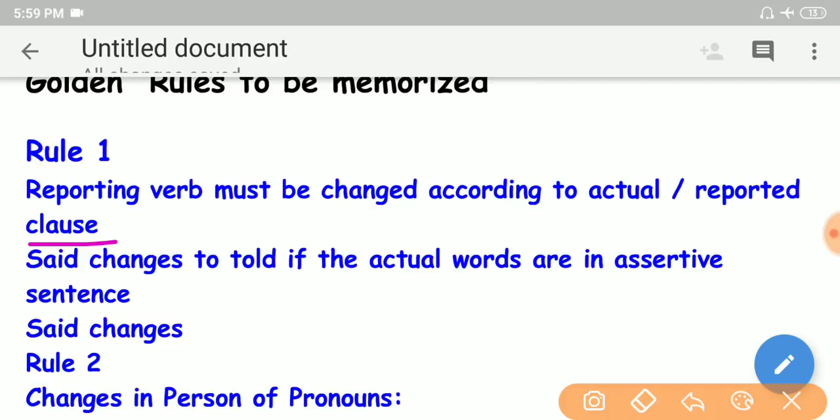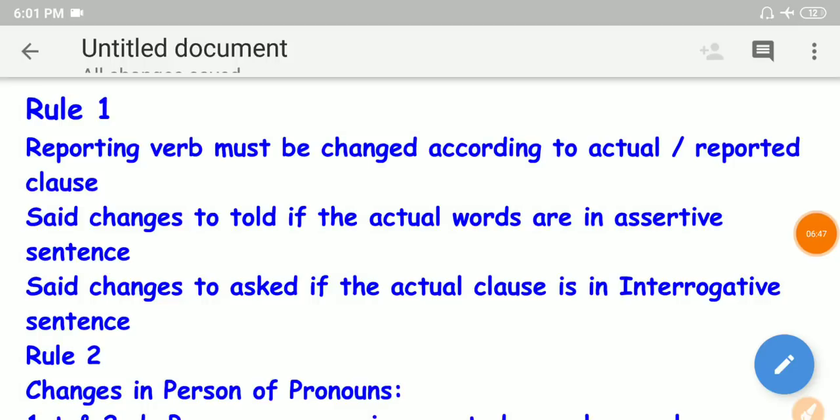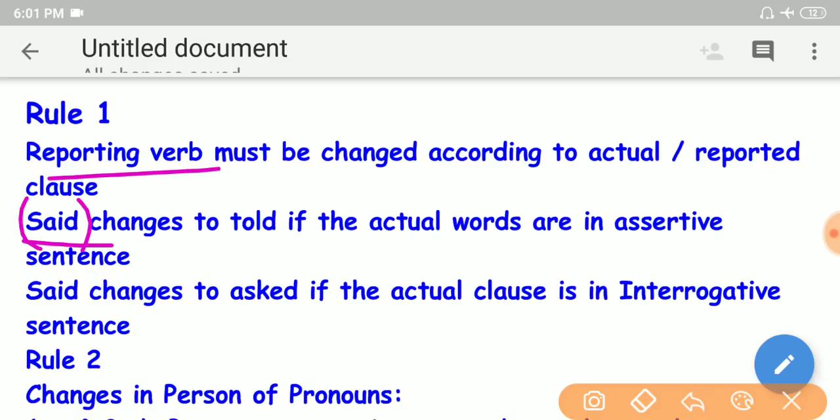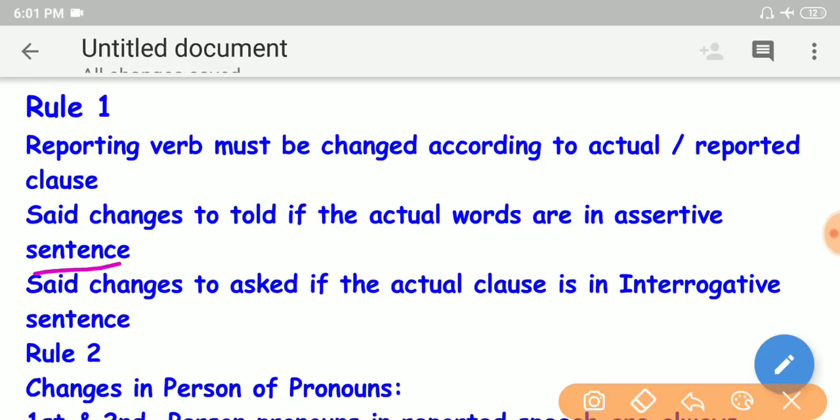See, my dear friends, the reporting verb must be changed. Generally in the reporting verb, said or says is used, or whatever it may be. So said changes to told. When the actual words, or reported clause words, are in an assertive sentence, we change this said to told.